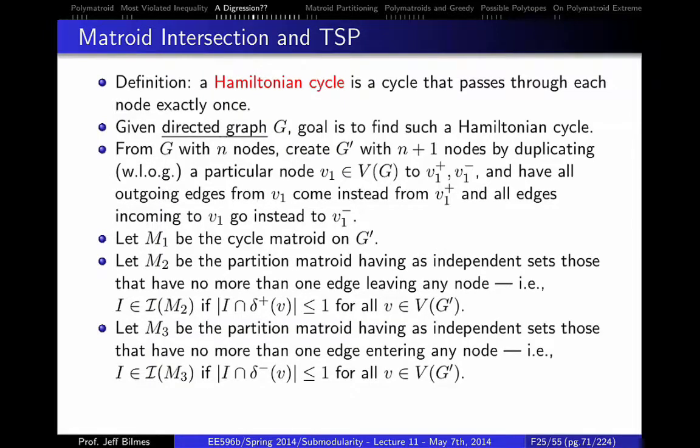And then M3 is sort of the opposite. It says, okay, let's partition the matroid based on the incoming edges of the vertex. It's a one partition matroid, so you're independent if and only if you have at most one edge incoming to each vertex. So now what if we take the intersection of these three matroids? Well, it's a cycle-free path that for every vertex has got one incoming edge and one outgoing edge, and it's maximal.